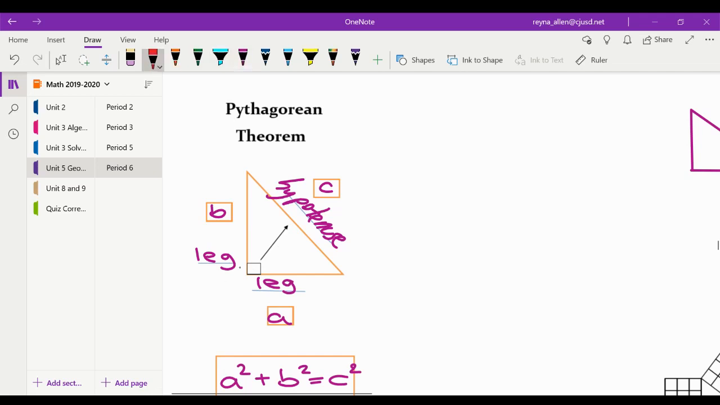So if you remember, we use this little box to say that this angle right here is 90 degrees. So the side that is the complete opposite is our hypotenuse. Always, always, always. It's always the longest one. And then the other two are legs. It doesn't really matter which one is which because they're both just legs. The important one is the hypotenuse. Okay, so what does that mean?